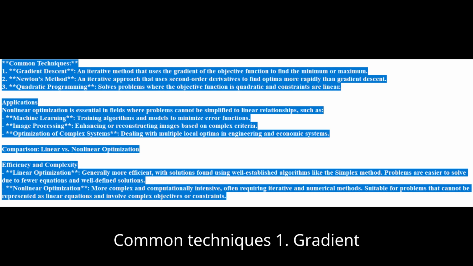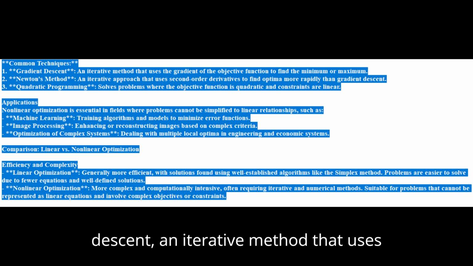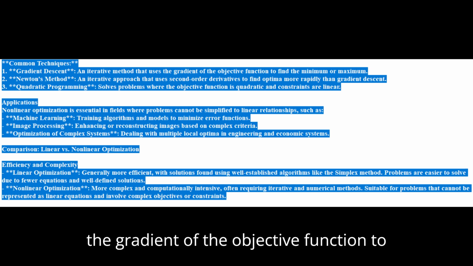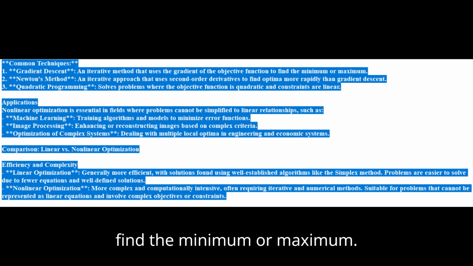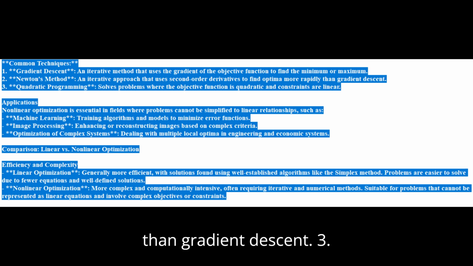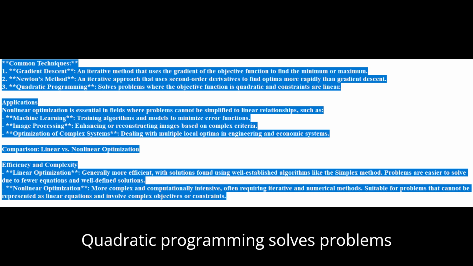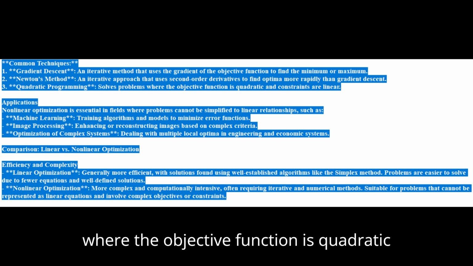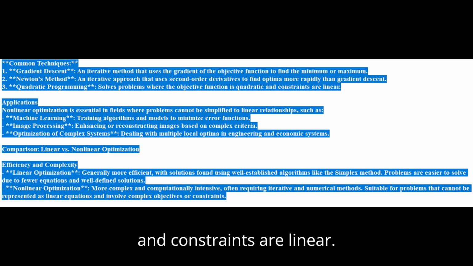Common techniques. 1. Gradient descent, an iterative method that uses the gradient of the objective function to find the minimum or maximum. 2. Newton's method, an iterative approach that uses second-order derivatives to find optima more rapidly than gradient descent. 3. Quadratic programming, solves problems where the objective function is quadratic and constraints are linear. Applications.